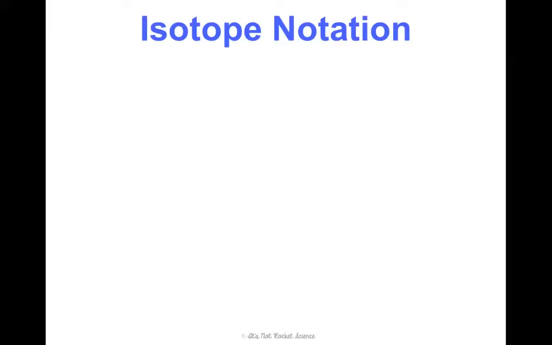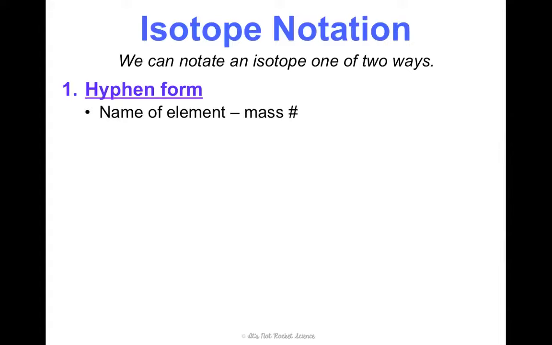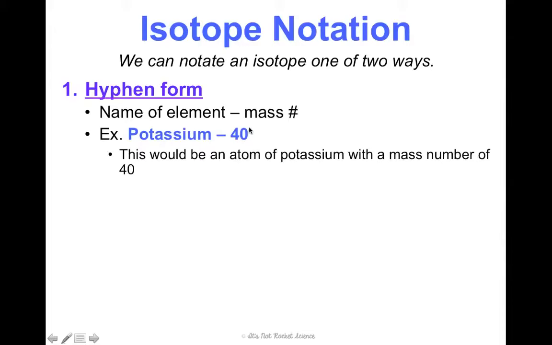Because you can't determine neutron number or mass number from the periodic table, there's a certain notation that has to be given to you in order for you to be able to discern things about an isotope of an element, because you can't know the different mass numbers of them. So we have 2 ways of writing out the notation for an isotope: hyphen form and nuclear form. So, hyphen form. It is the name of an element hyphen the mass number. So for example, potassium hyphen 40. This means that this would be an atom of potassium with a mass number of 40.